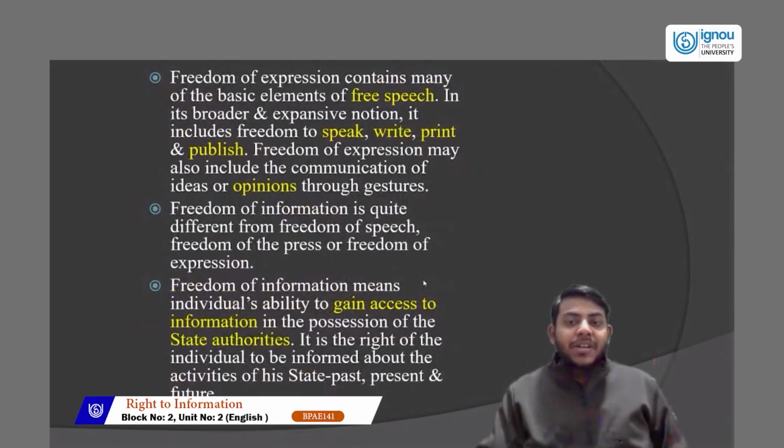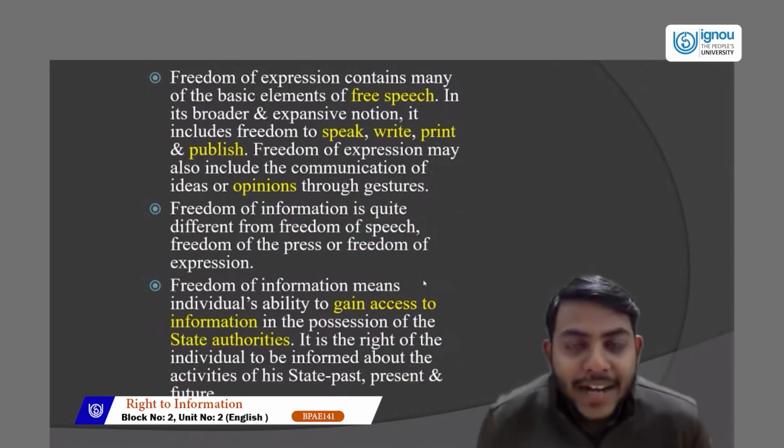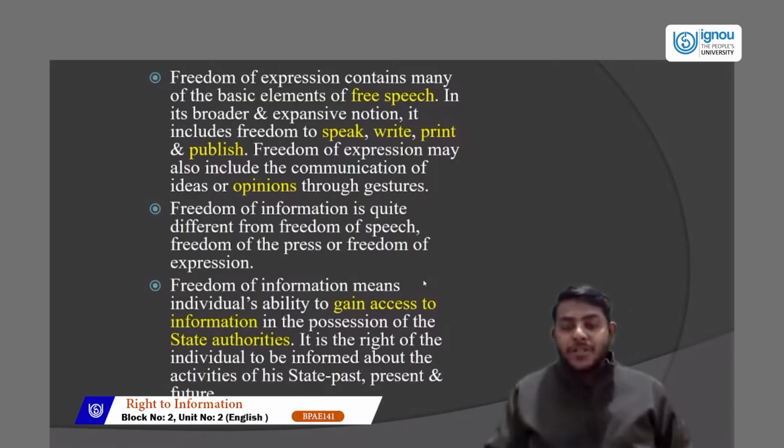So freedom of expression contains many of the basic elements of free speech. And as we know, in our constitution, article 19 guarantees free speech as a fundamental right. So our constitution has guaranteed the freedom of speech as a fundamental right in article 19, and freedom of expression is also a fundamental right. And freedom of expression itself contains many of the basic elements of free speech.